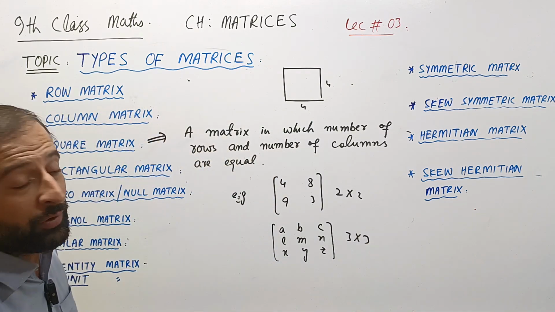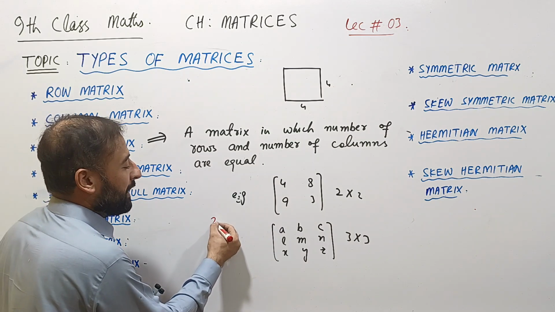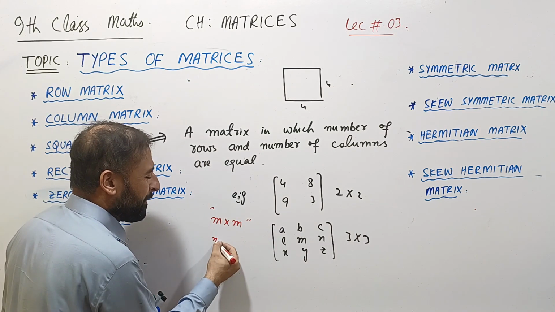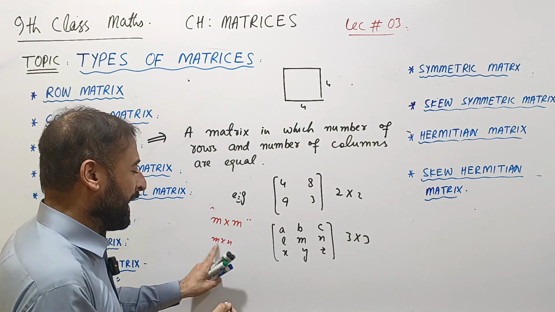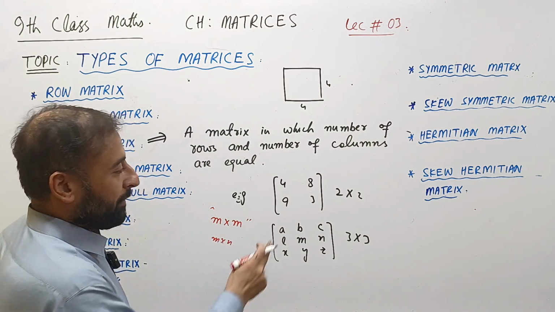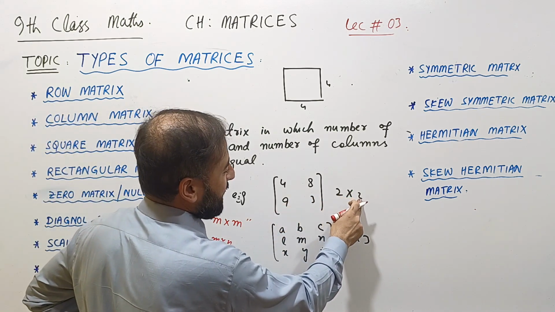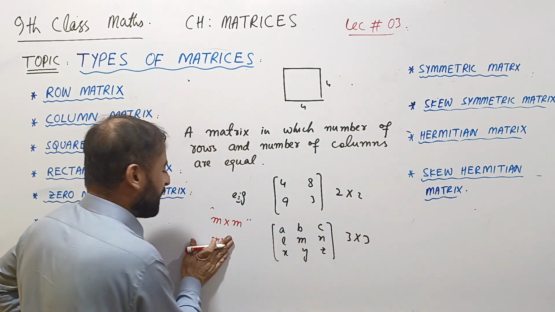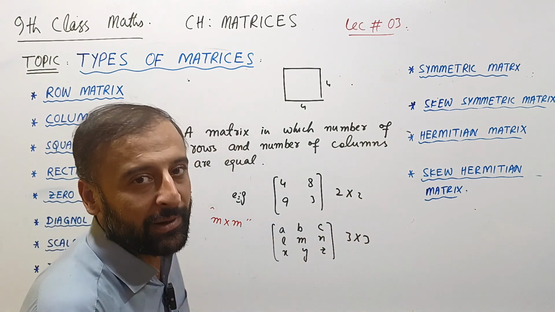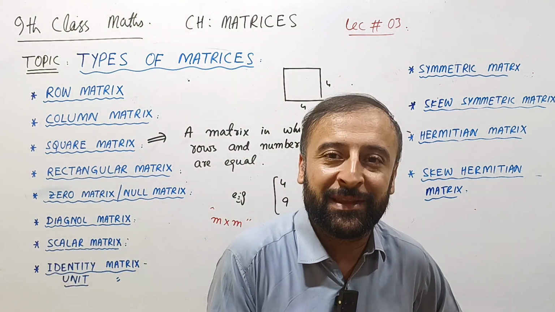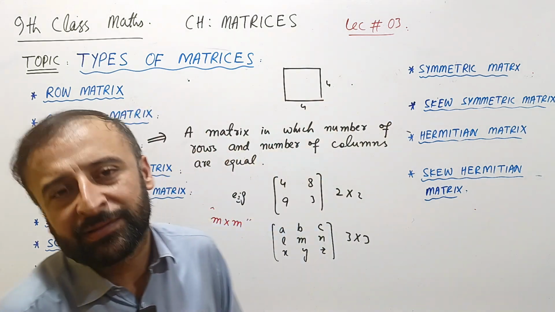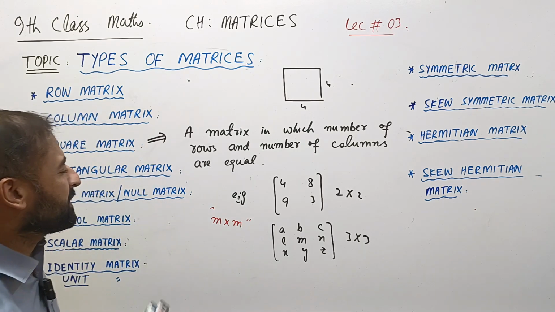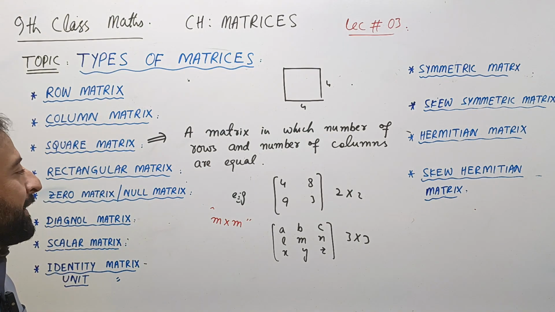So the size of square matrix generally you will write as m cross m. Of course, it is m cross n, but n and m are equal. Number of rows and number of columns are equal. Here we have 2 rows, so number of columns are also 2; 3 and 3. So if number of rows are m, number of columns will also be m. The size will be m by m matrix, or n by n, or of course k cross k. But we generally say m by m matrix.